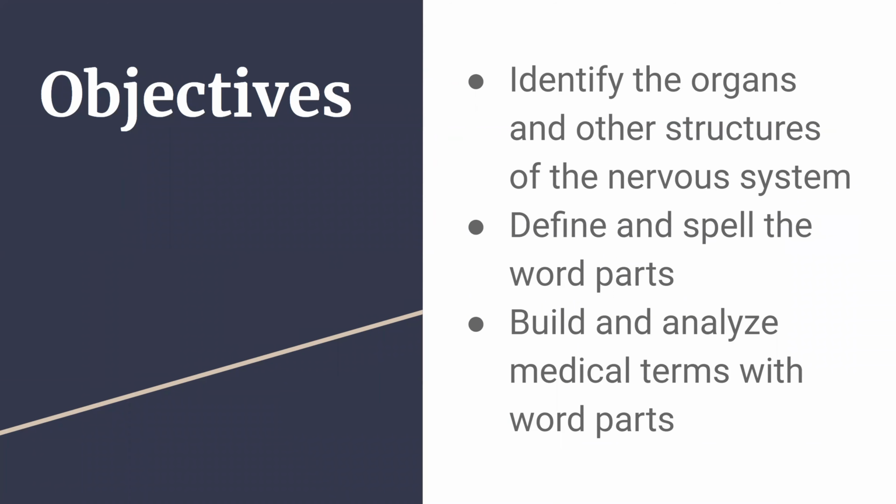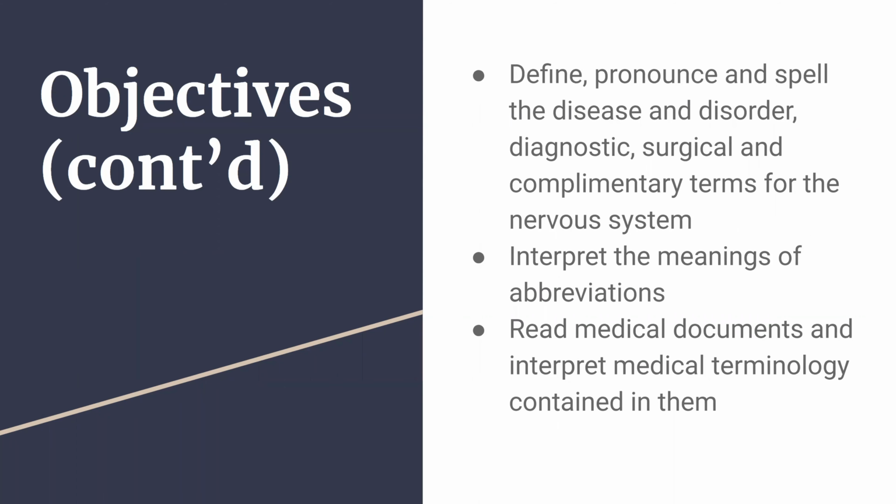The objectives for this presentation are to identify the organs and other structures of the nervous system, define and spell the word parts, build and analyze medical terms with word parts. Define, pronounce, and spell the disease and disorder, diagnostic, surgical, and complementary terms for the nervous system. Interpret the meanings of abbreviations and read medical documents and interpret medical terminology contained in them.